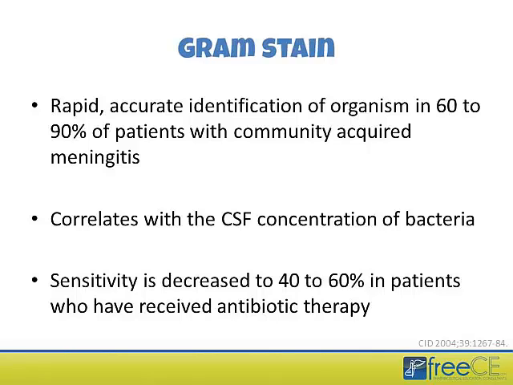And as promised, we're going to talk a bit more about the gram stain. The gram stain is probably the most helpful of the additional tests that you can do. It's a rapid and accurate identification of organisms in about 60 to 90% of patients who have community-acquired meningitis. The gram stain does correlate with the CSF concentration of bacteria. So if you have a smaller or lower concentration of bacteria, you might have a lesser chance of having a positive gram stain. The important thing to recognize is that the sensitivity is decreased to 40 to 60% in patients who have received antibiotic therapy.